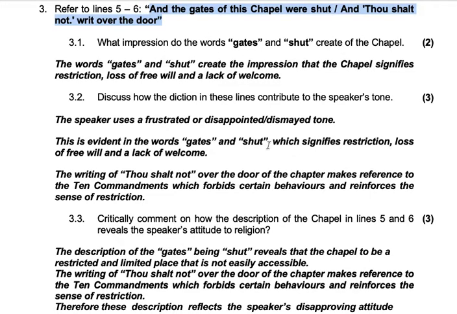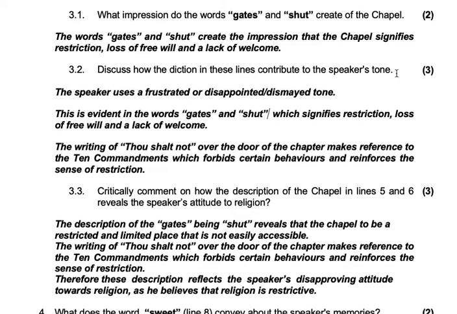And then you need to say, okay, the speaker's tone is so and so. Why do you say that? How do you know? Because the speaker uses these words, right? So this you have to break up. Okay, grade 12s, 3 marks, 3 points, right? I would say 2 points for diction, two different examples of diction, but you need to explain the diction. You can't just say gates and shut and thou shalt not, and then not explain why you have used that specific diction. Okay, then you also need to identify the tone, right?